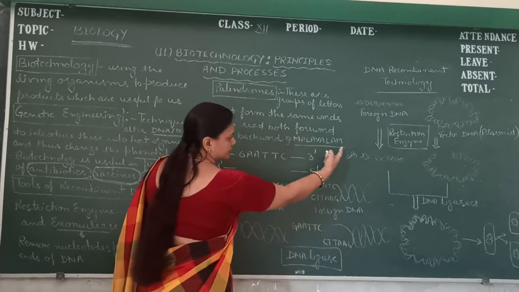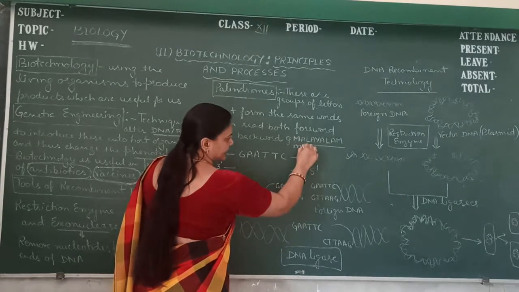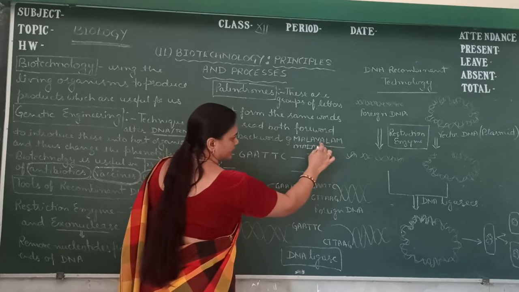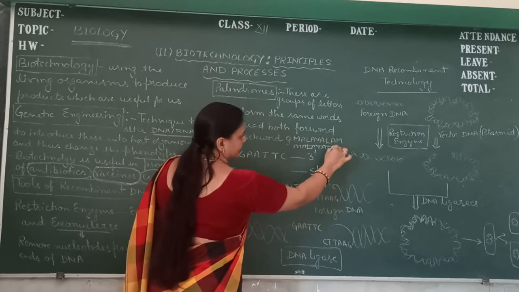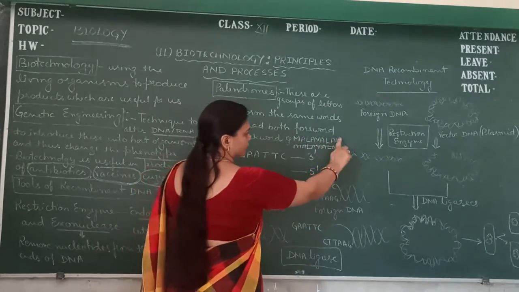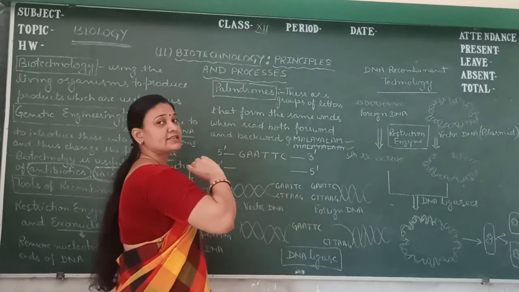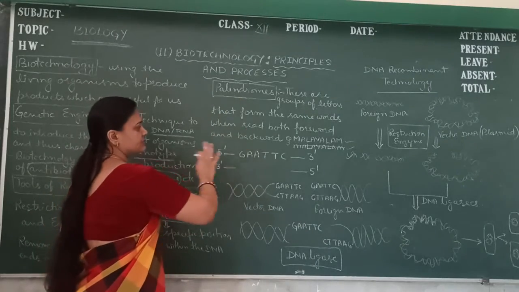Write backward, what happens? From here, M, A, L, A, Y, A, L, A, M. Now you can read from both sides, forward and backward. Both are the same. So these are known as palindromes. These sequences are known as palindromes.